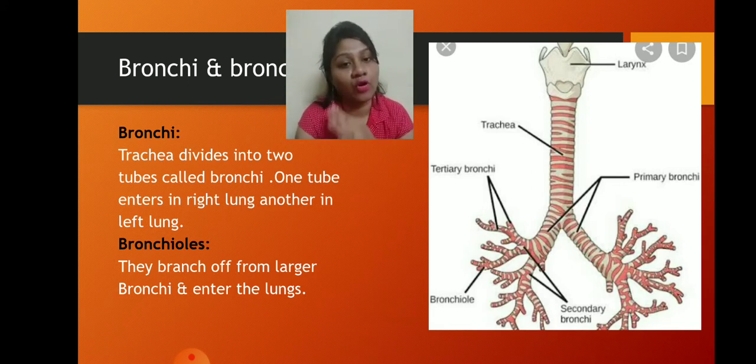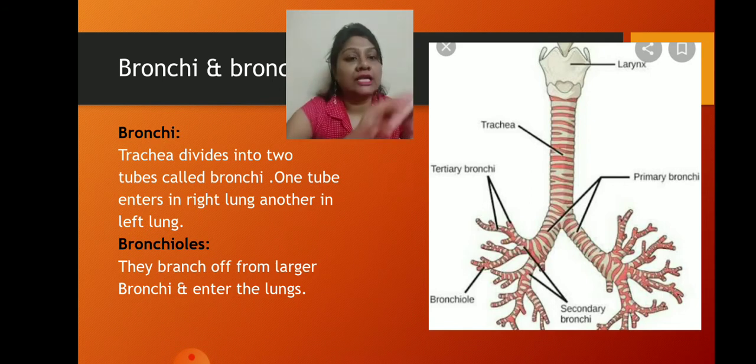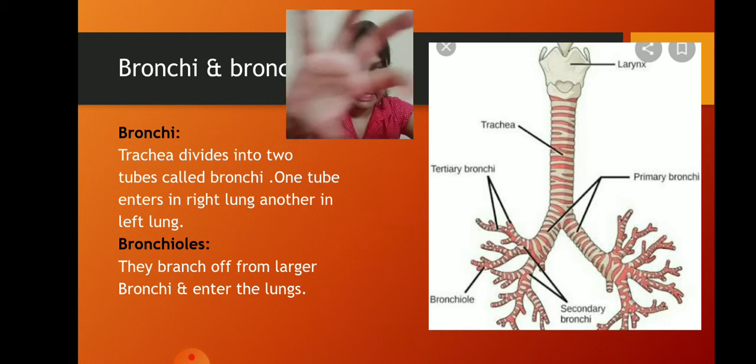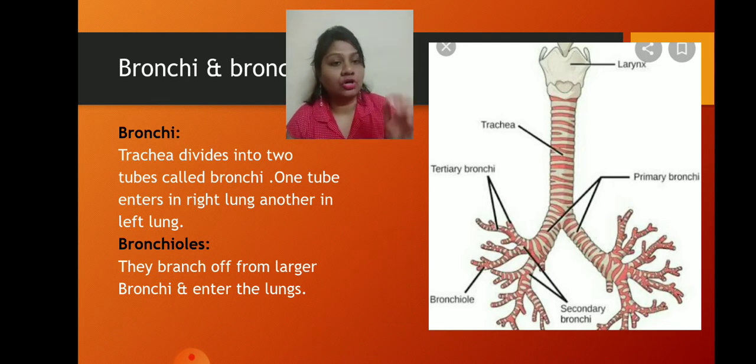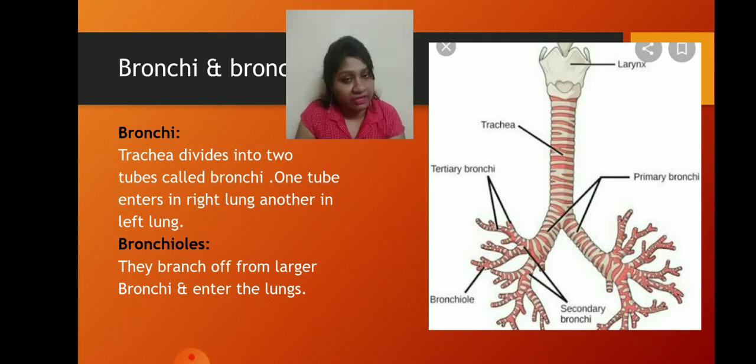Or you can say bronchioles branch off from larger bronchi and enter the lungs. You can think of it like a tree. I know it is very difficult, so I am repeating once again.